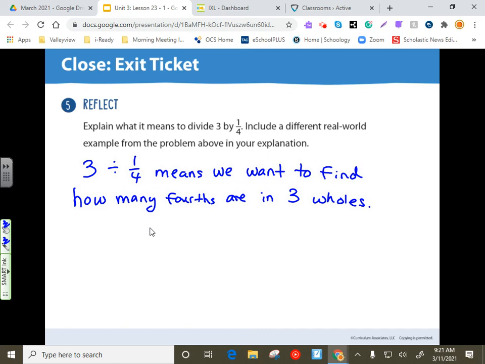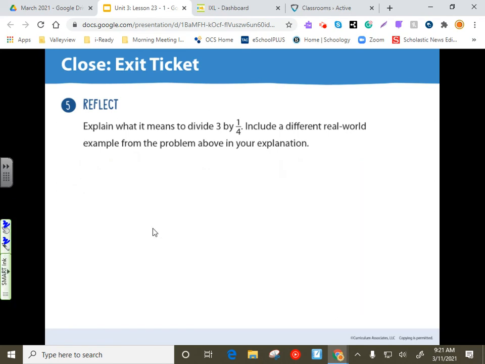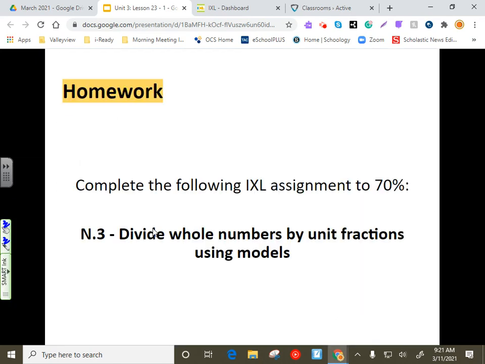Okay. So your homework is going to be IXL N3. So we're going to divide whole numbers by fractions, which is exactly what we did with this last example. So that would be very helpful to you. And it uses models. If the models confuse you, again, you can just ignore them. But they are there to help you, and you can kind of see how they relate to one another. But it's good practice. We'll have 2 more lessons after this, so we have even more practice by the time we're done next week. All right, good luck.